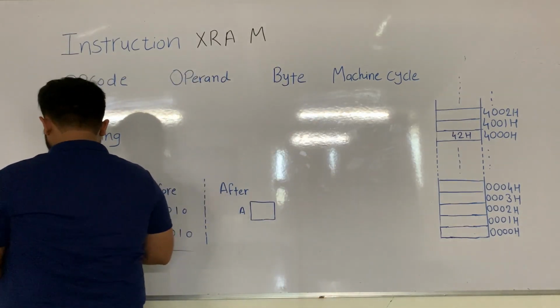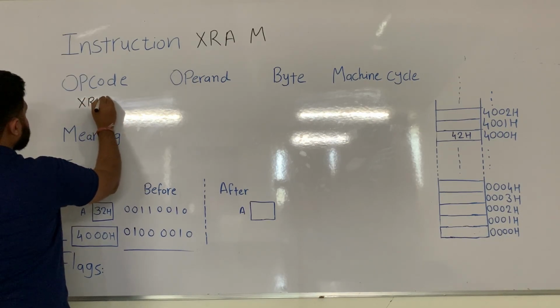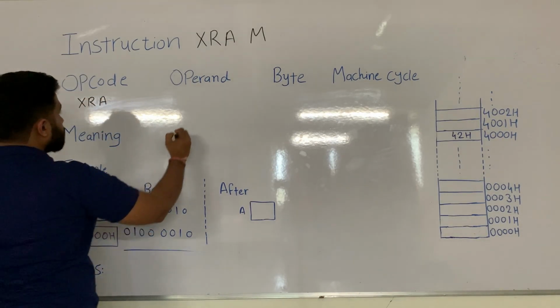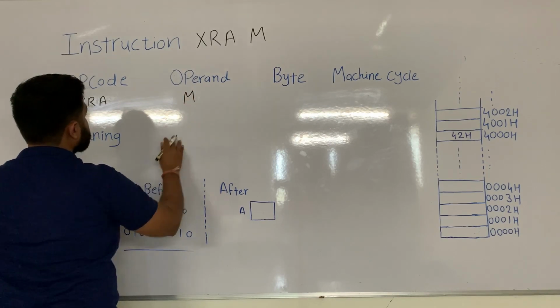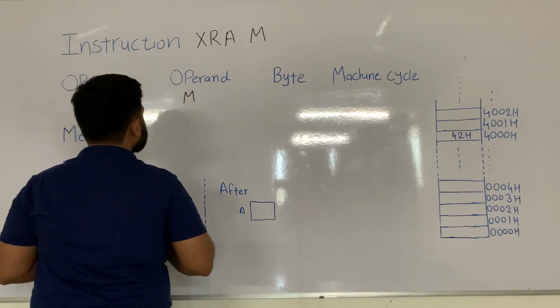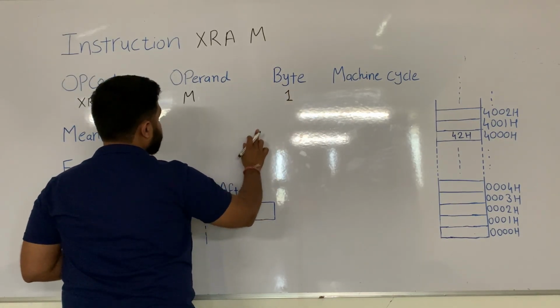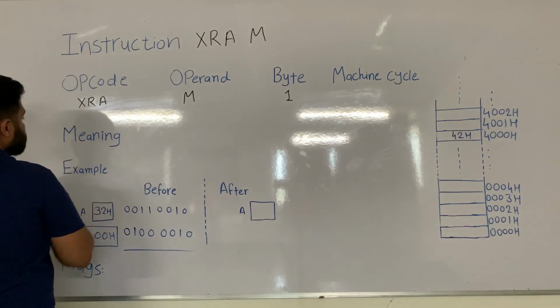Okay, now let's see the instruction, that is XRA M. In this instruction, the first portion is the opcode, that is XRA. The remaining part of the instruction is the operand, and the operand is M. As you can see, no data in the instruction. It means this instruction is of only one byte. Now let's see the meaning of the instruction.